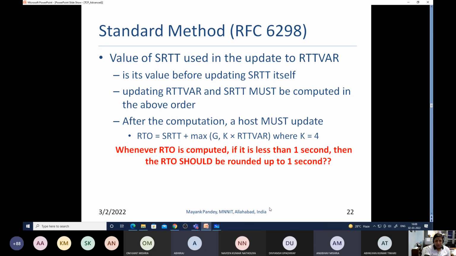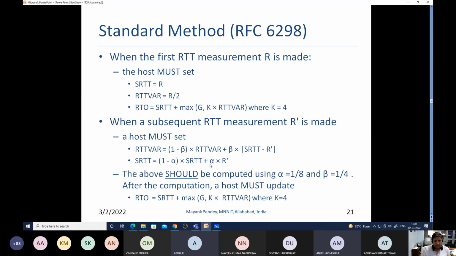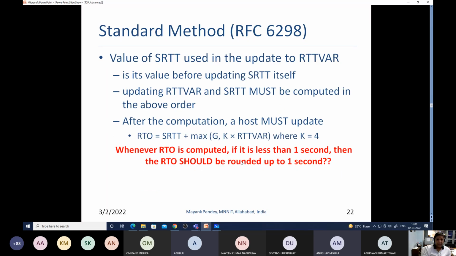Now, this is important. The value of SRTT used in the update to RTTVAR is its value before updating SRTT itself. ये इसी ऑर्डर में होगा. ये SRTT पहले वाला है, ये SRTT बाद वाला है, क्योंकि जो भी SRTT वेरिएबल की वैल्यू अभी थी उसको यूज करके RTT var निकाल लिया, फिर नेक्स्ट SRTT निकाला पुराना SRTT वेरिएबल की वैल्यू यूज करके. ये ध्यान रखने की चीज है. Updating RTT var and SRTT must be computed in the above order.